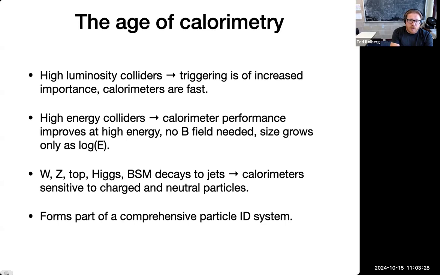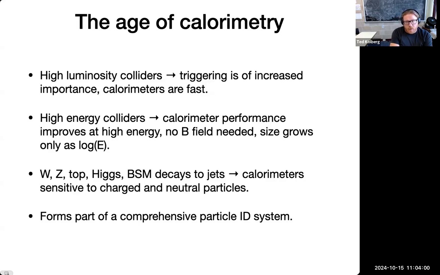And finally, just as we saw that the previous generation of experiments would use layers of different gas and liquid Cherenkov detectors in order to be able to separate different species of particles, to give one example, to separate kaons from pions from muons over a specific momentum range, so too do calorimeters play an obvious role in a comprehensive particle ID system, like the particle flow algorithm that we use, for example, in CMS.